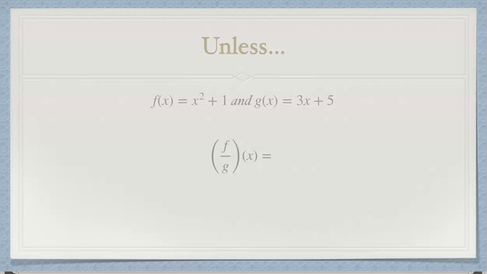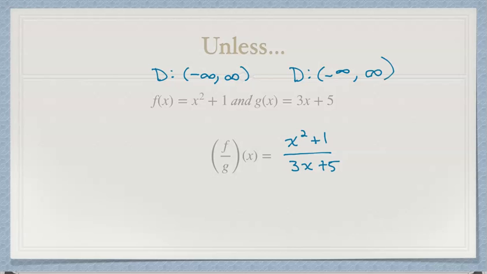So there are some exceptions to this. If I were looking at this function f of x and this function g of x, and I wanted to form f divided by g of x, I would have x squared plus 1 on top, which is f of x, and then g of x would go on the bottom, 3x plus 5. Now, if I'm looking at each of these functions individually, the domain of f of x is negative infinity to infinity. There's no number that I can't square. There's no restrictions on f of x. Similarly, g of x's domain is also negative infinity to infinity. There's no number that I can't put in for x.